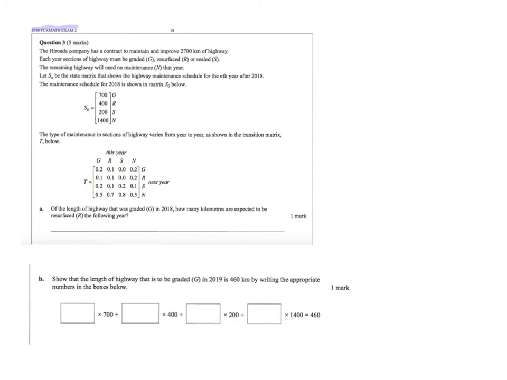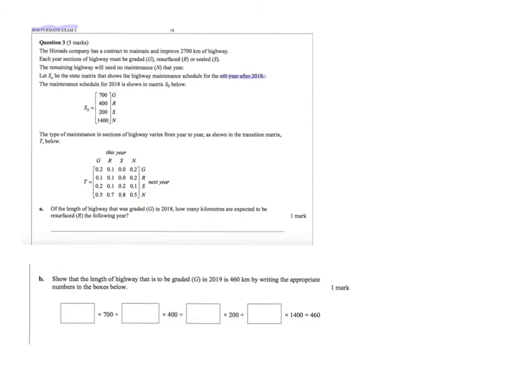So the High Roads Company, this was an ongoing sort of saga in the exam about roads anyway. The High Roads Company has a contract to maintain and improve 2,700 kilometres of highway each year. Sections of the highway must be graded, resurfaced or sealed, and the remaining highway will have no maintenance that year. Let the state matrix show the highway maintenance schedule for the nth year after 2018.